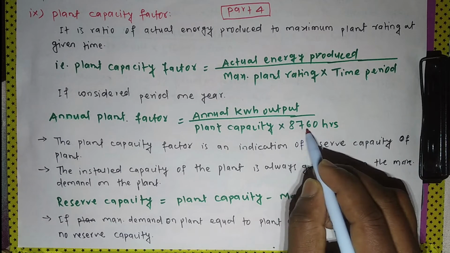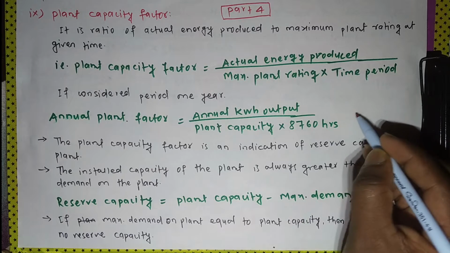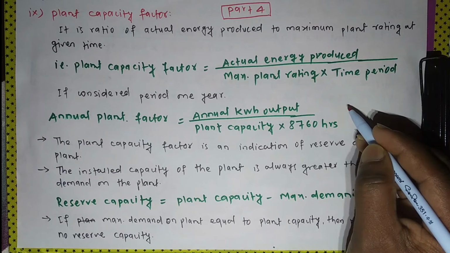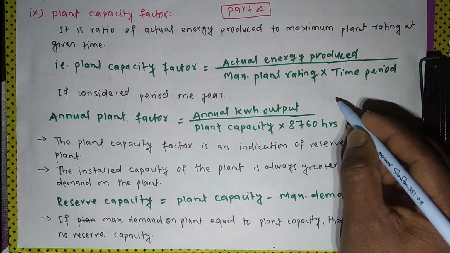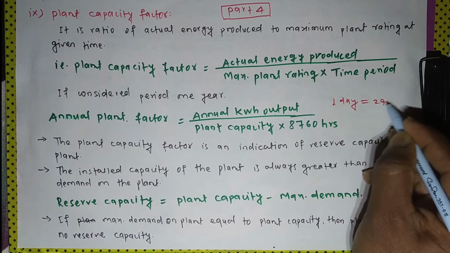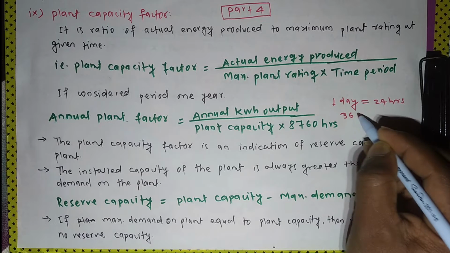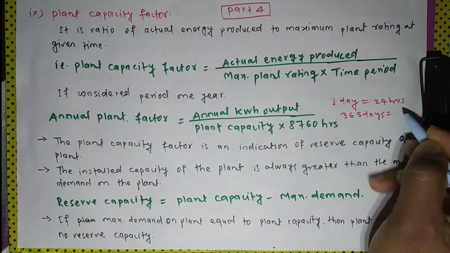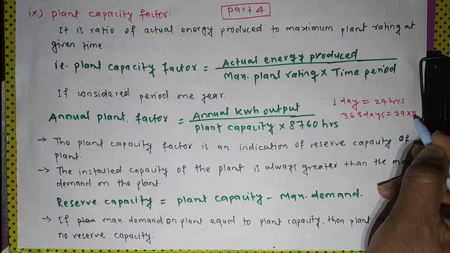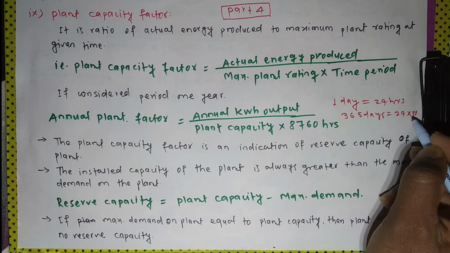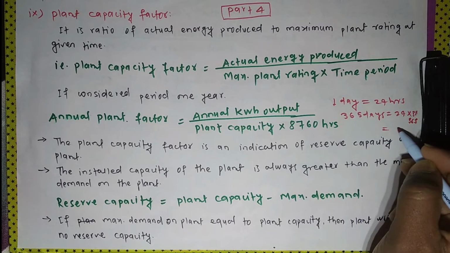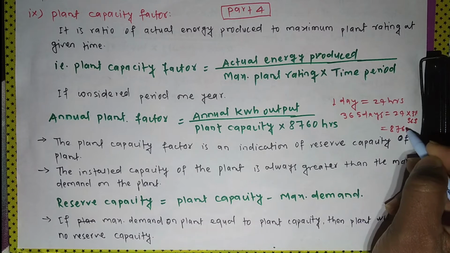In 1 year there are 8760 hours. We can also calculate the hours in 1 year. In 1 day there are 24 hours, so in 365 days, 24 into 365, it will be 8760 hours.